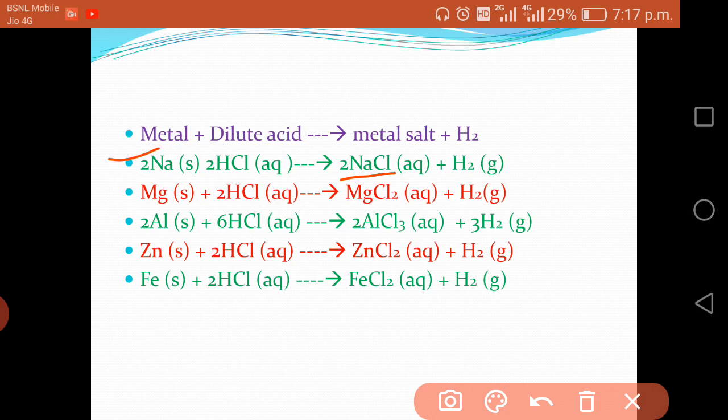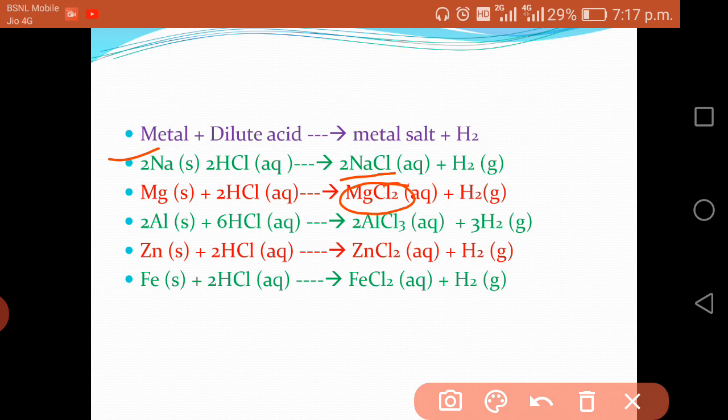In the next reaction, you can see magnesium reacts rapidly with dilute hydrochloric acid, forming magnesium chloride and hydrogen gas. So you can see magnesium chloride is formed. The reaction of magnesium with dilute hydrochloric acid is less vigorous than that of sodium. So the magnesium is less reactive than sodium.